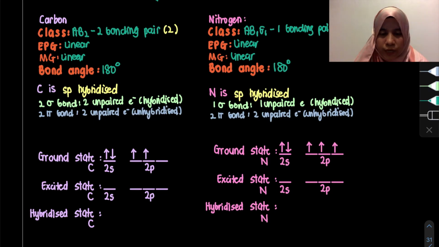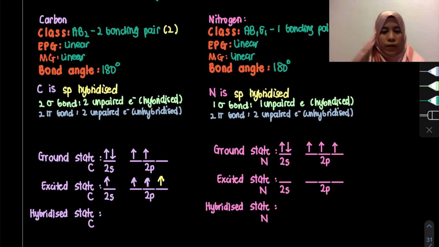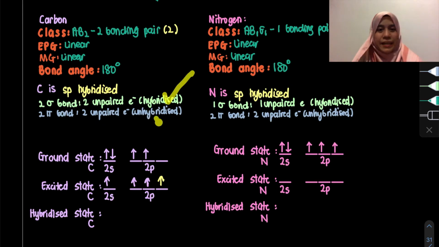What we're gonna do next is actually, we have to make sure, carbon kita ni ada satu yang paired electron kan. We have to excite this to this part, so that it will have 4 unpaired electron. Totally 4 kan. Okay, so I'm gonna do. Then, lagi satu ni dia akan excite. Excite ke sini. So, dia jadilah another one. Okay. So we do have two unpaired electron for hybridized, two unpaired for unhybridized.